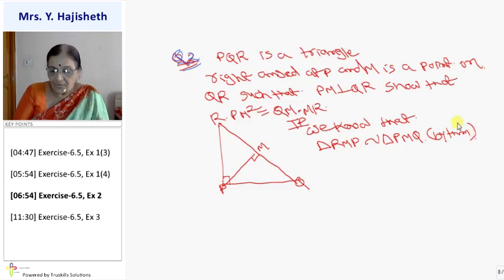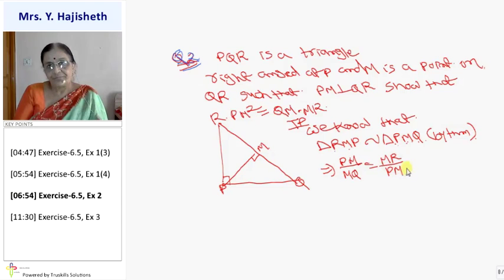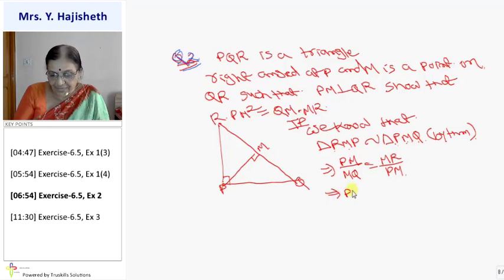So I can say that their corresponding sides are in the same ratio. Now, to get PM, PM means first and second and third, so what will the second and third on this side be? MQ. So PM corresponds to MQ. Then this is equal to, here PM means first, second, so here RM means first, second. So MR upon PM. MR corresponds to PM. So naturally, if I cross multiply, it is PM square is equal to MR into QM.